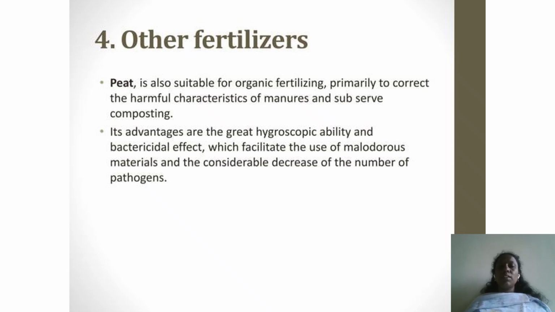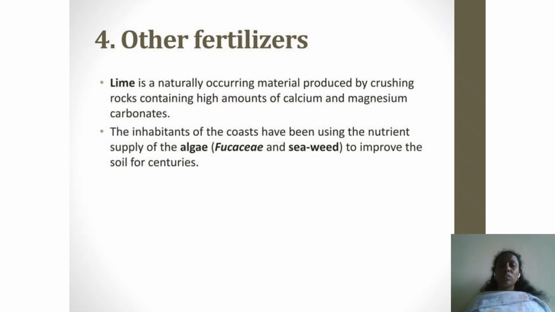The disadvantages are the microscopic ability and practically the use of odorless materials, and a considerable decrease in the number of particles. So lime is one of the naturally occurring ways of affecting the rocks. It contains a high amount of calcium and nutrient content, nothing but limestone. The inhabitants of the coast have used it, clearing and crushing the rocks.